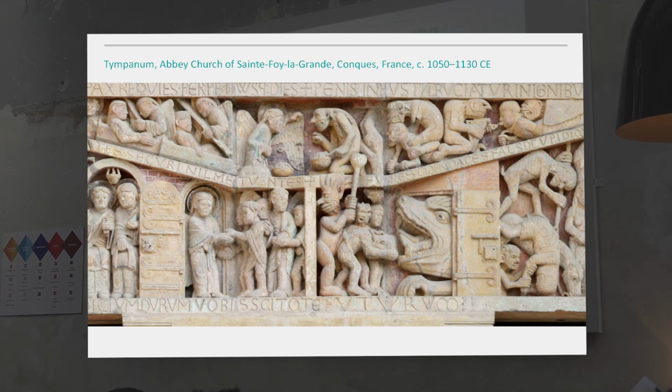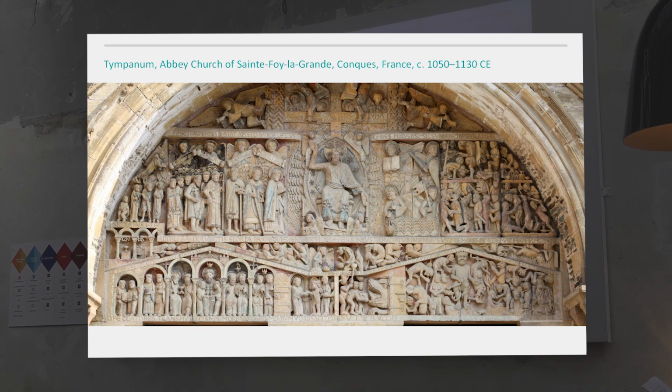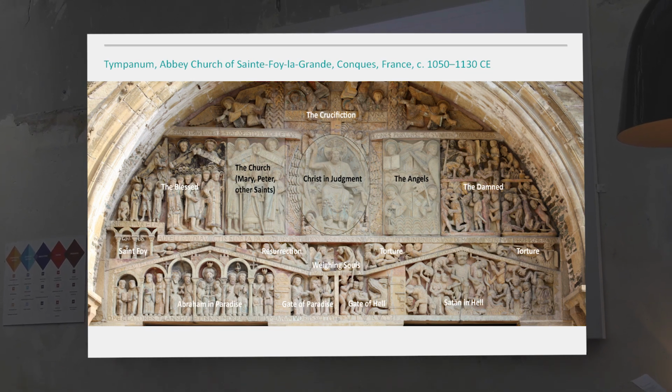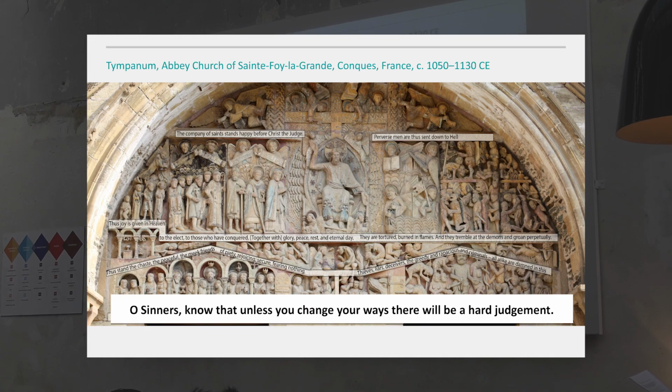Am I going to heaven that way? Am I going to hell over this way? I can immediately see a thin line between reward and punishment. Perhaps I've listened to Bible stories and the position of these visual groups reinforces my idea of good and evil. Or perhaps I'm a monk trained in Latin and I can read the text inscribed on the frames around the groups. The text message right over the doorway reads, "O sinners, know that unless you change your ways, there will be a hard judgment."